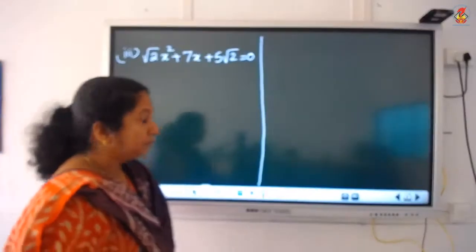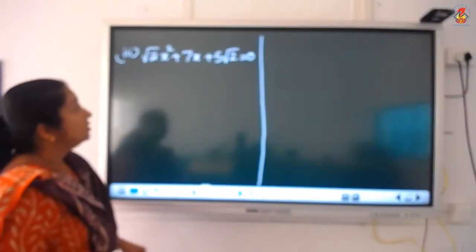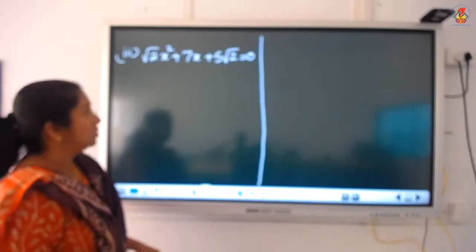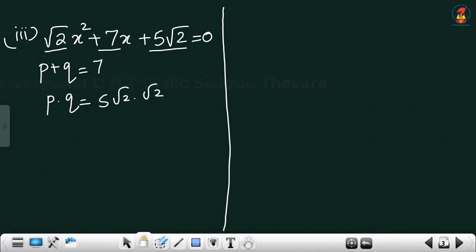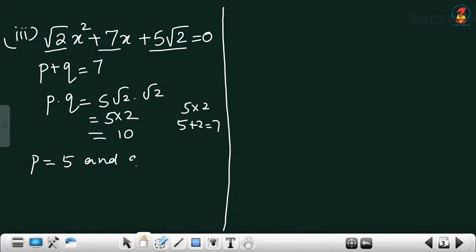Next, this is the question. Root 2 x square plus 7x plus 5 root 2 equal to 0. Here also we have to identify two numbers such that p plus q is this number itself, 7, and p into q is the product of these two, 5 root 2 into root 2. So it is 5 into 2, 10. So product is 10 and sum is 7. Product 10 means it is 5 into 2. What about 5 plus 2? 7 itself. So we can take p is equal to 5 and q is equal to 2.